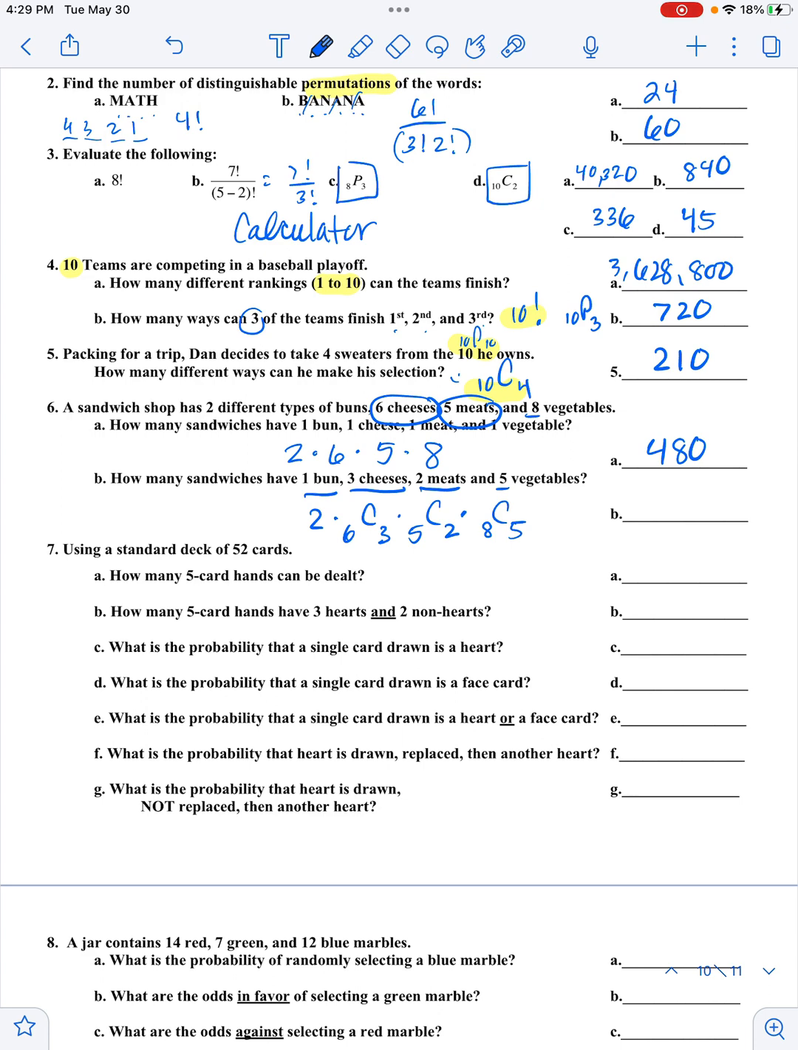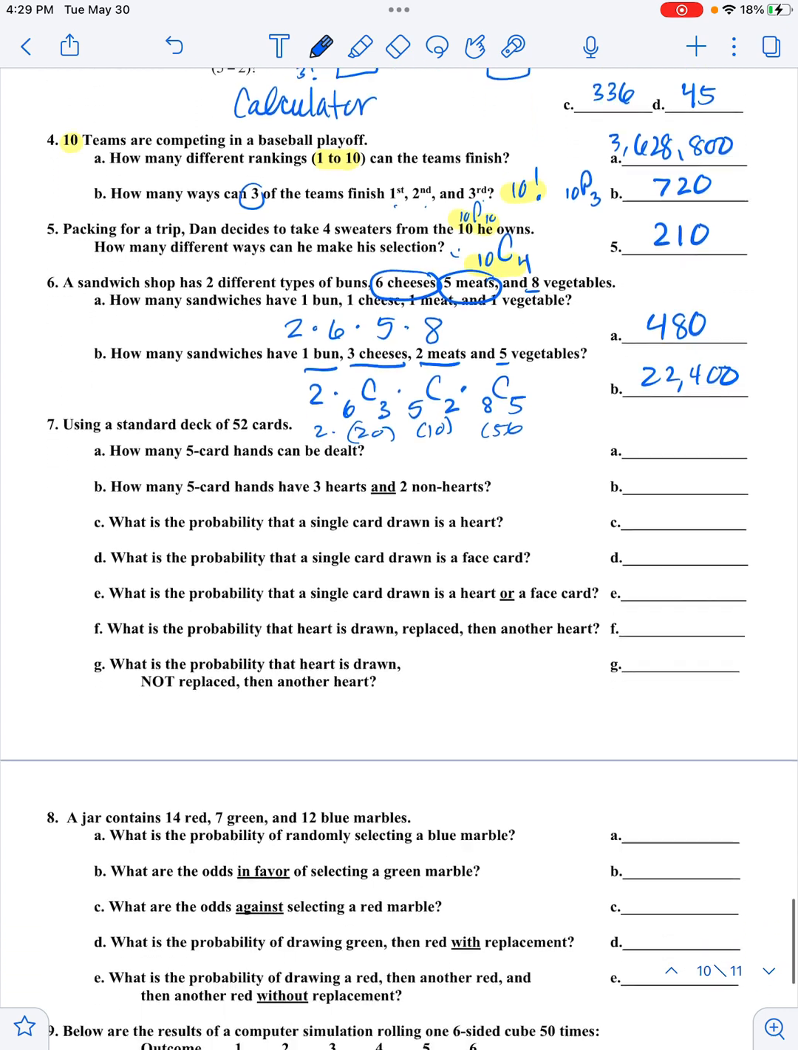When I do those, 6 choose 3 came out to be 20. 5 choose 2 came out to be 10. And then 8 choose 5 came out to be 56. And then I got to multiply by that 2 that's up front. So I ended up with 22,400 choices in that situation.